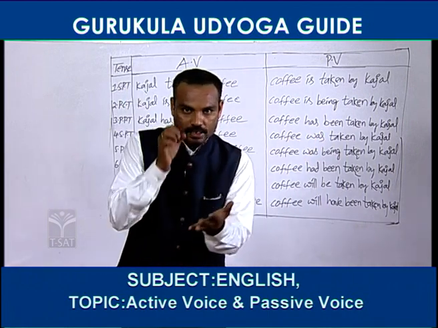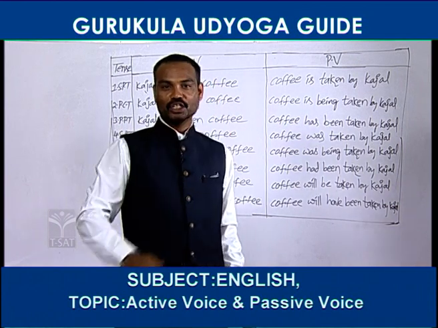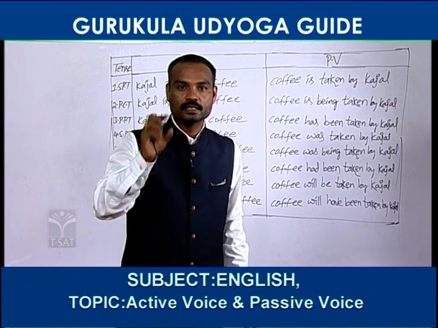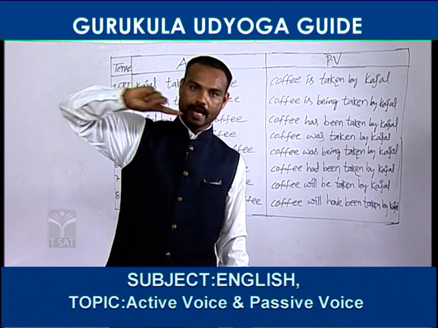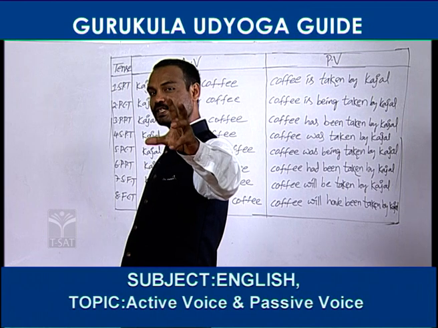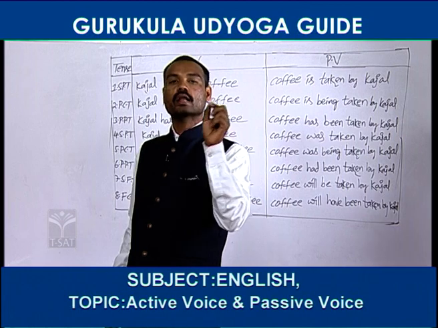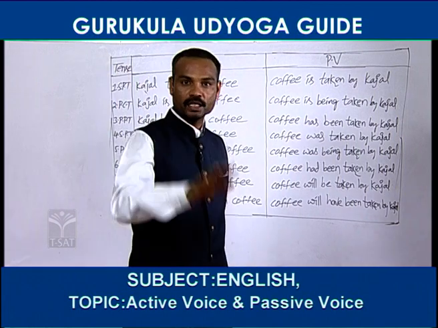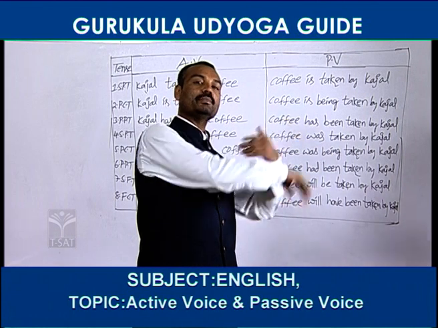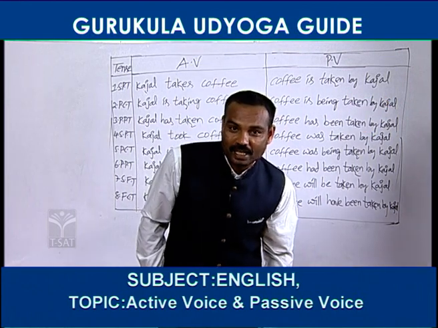So your doubt is, sir, when should we use been in the passive voice? I have already told you, friends, just now. Whenever the active voice contains have or has or had, then you should use been in the passive. Is it clear? When you see have or has or had in the active voice, you should write been in the passive voice. So Kajal had taken coffee. Passive is coffee had been taken by Kajal. That's fine.